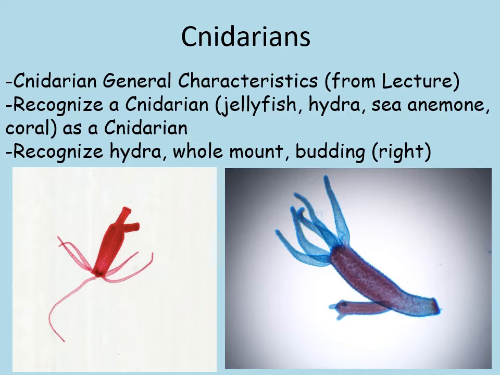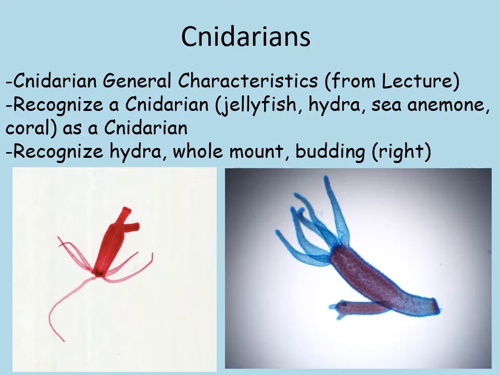So if you saw a picture or a video of a jellyfish or a hydra or a sea anemone or a coral, you would be able to say, I know what that is, a Cnidarian. That belongs to the Cnidarian group. So for this particular lab activity, what we were focusing on for the slides was hydra, which is a freshwater polyp species of Cnidarian belonging to the hydrozoan group. So it just kind of has this polyp stage.